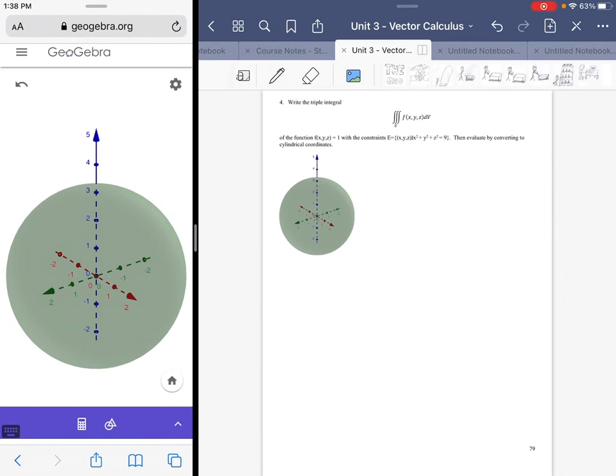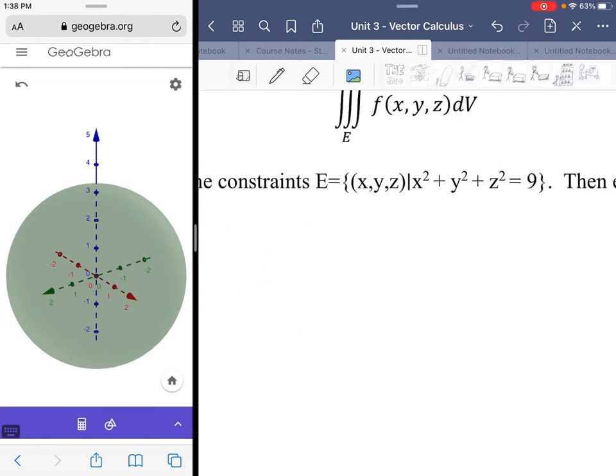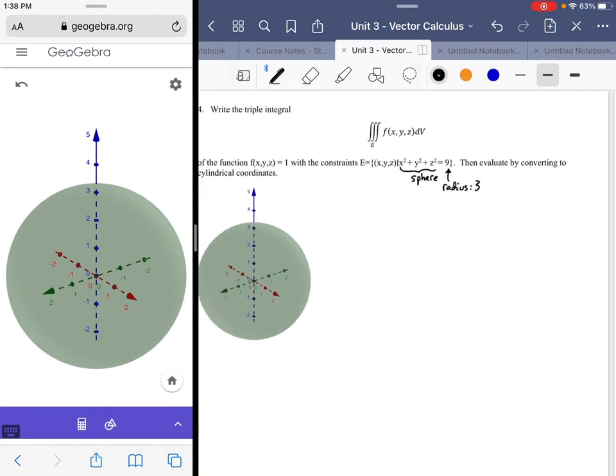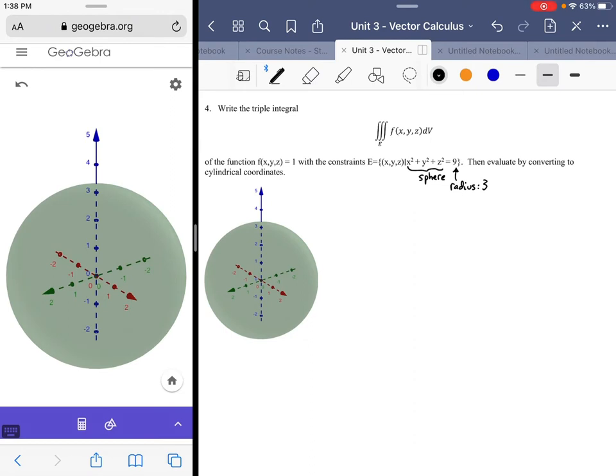So looking at page 79, number 4, it says, write the triple integral related to this function f of x, y, z equals 1 with the constraint that x, y, z follows the model of x squared plus y squared plus z squared equals 9, which is the equation of a sphere with a radius of 3. So this is a sphere, and we have a radius of 3. All right, and then we would evaluate by converting to cylindrical coordinates.